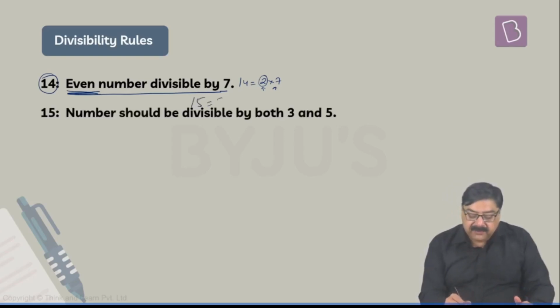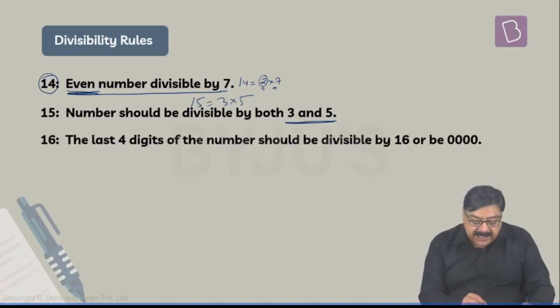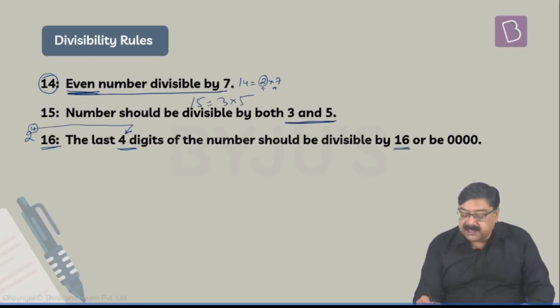15. Now how do you write 15? 15 is 3 into 5. So any number which is divisible by both 3 and 5 will be divisible by 15. 16, I had already explained to you, last 4 digits, because this happens to be 2 to the power 4. So last n digits, that is last 4 digits of the number, should be divisible by 16, or should be 4 zeros. Remember, this is the value of n here. All right.